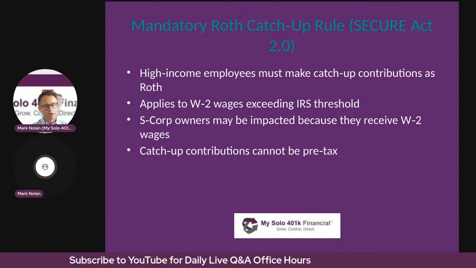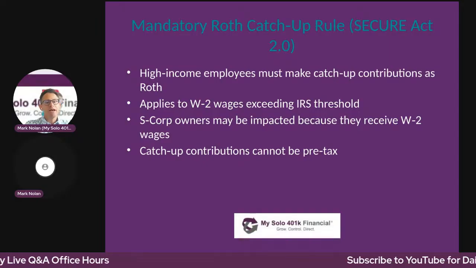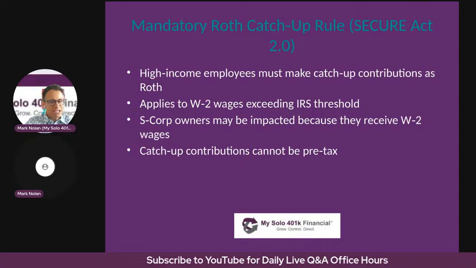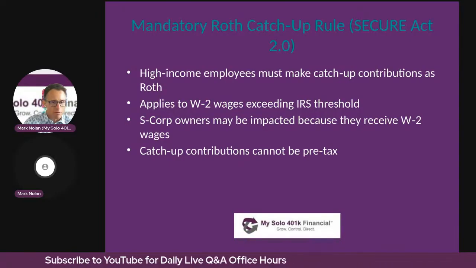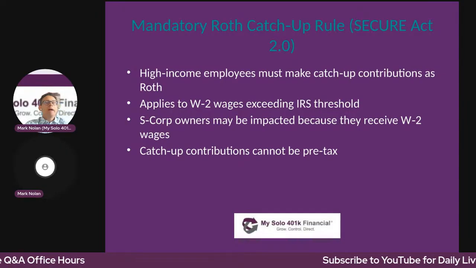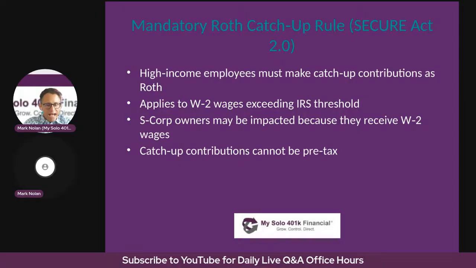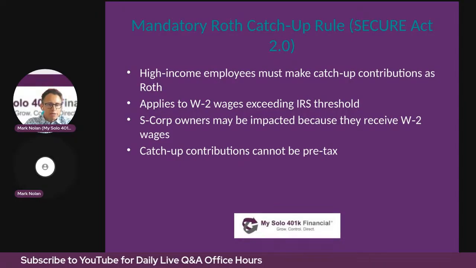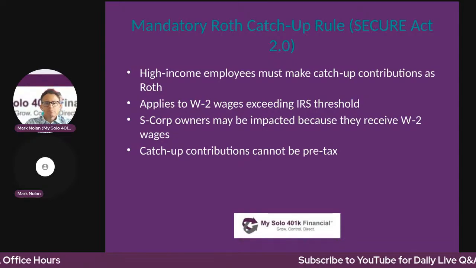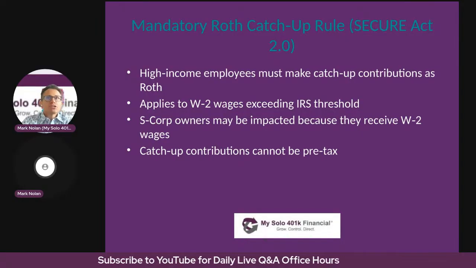Because S-Corp owners receive W-2 wages, this rule can apply to them. For those who are impacted, the catch-up contribution must be made as a Roth solo 401k catch-up contribution. They cannot be made as pre-tax contributions, in other words. And then taxes must be paid on that catch-up amount because obviously you do not get a tax deduction for that contribution because it's going in as a Roth solo 401k catch-up contribution.